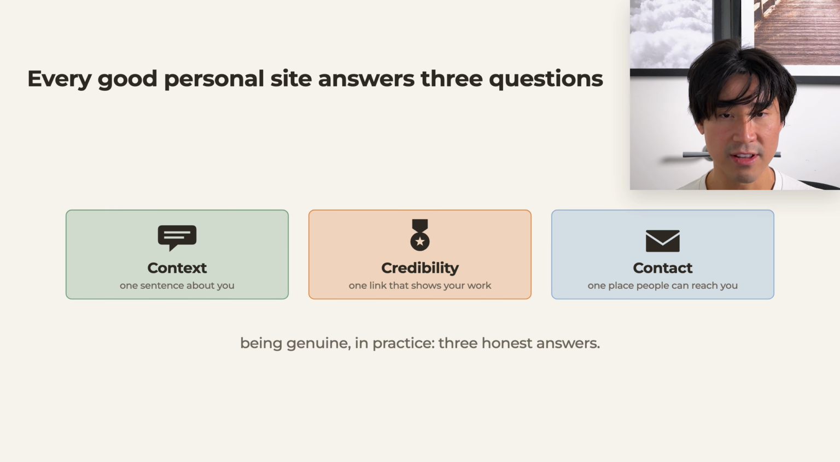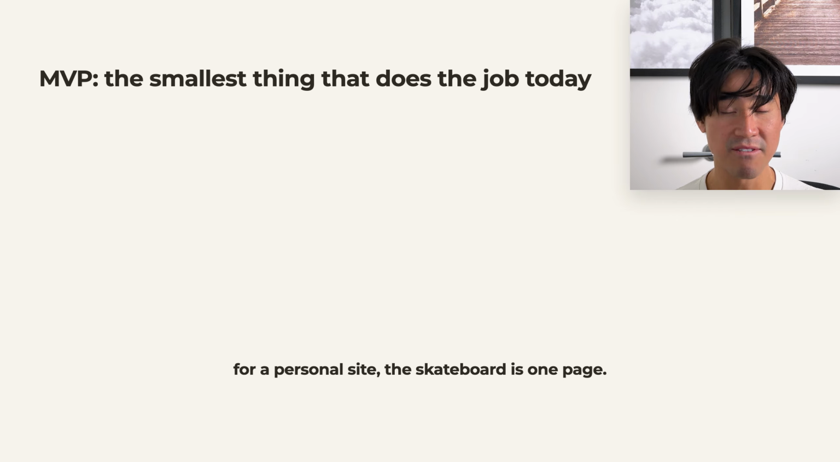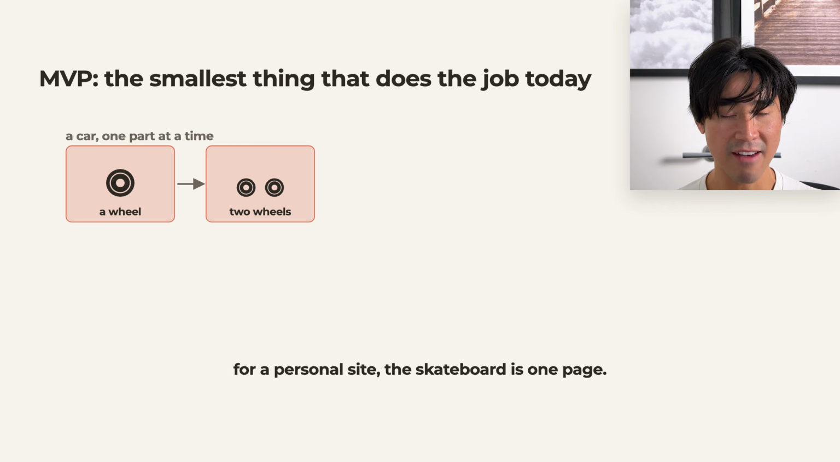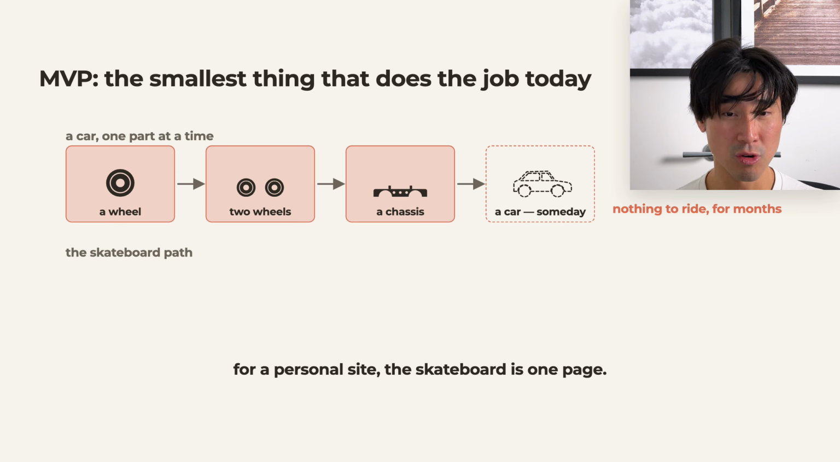So let's say you've now decided you're ready to build your website. One thing to keep in mind is MVP. It's the smallest thing that does the job today. It also stands for minimum viable product, a very common term used in software development, where instead of building the car all at once, where you have to build all the individual components and have a much more complex system, you might not need a car today. In order to get to your end destination, all you might need is a skateboard.